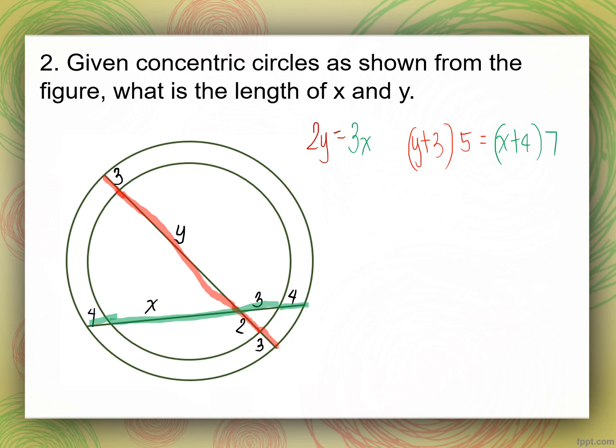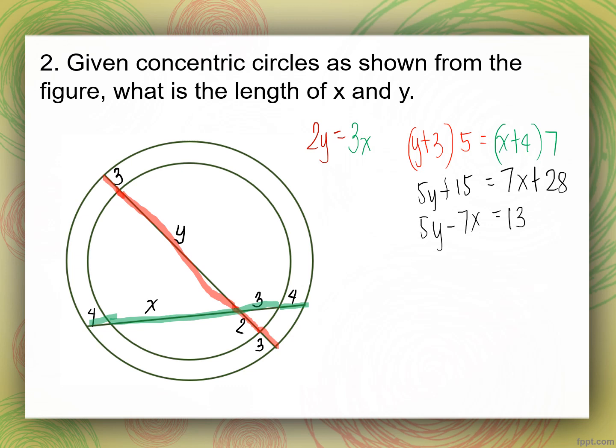Okay, let's simplify this equation. Distribute 5 inside the parentheses, so you will have 5y plus 15. And for the other one, distribute 7 inside, so you will have 7x plus 28. Let's simplify further. Let's transpose 7x to the other side, so you will have 5y minus 7x. And then let's transpose 15 to the right side. 28 minus 15, that is 13.